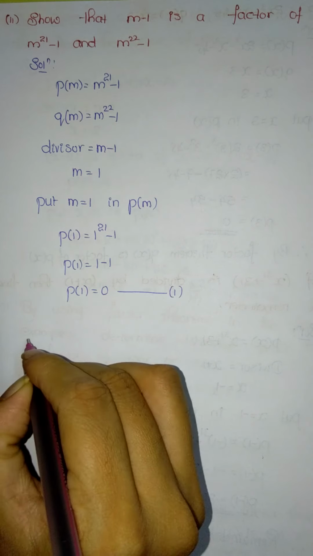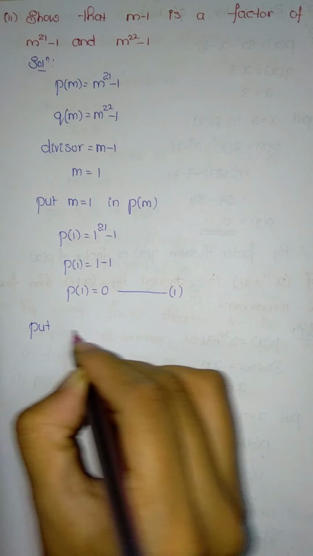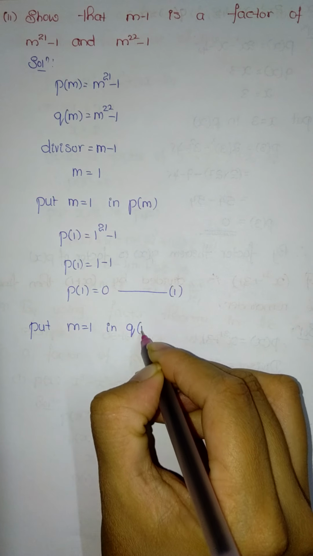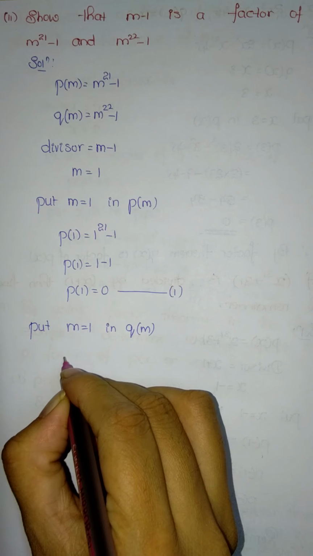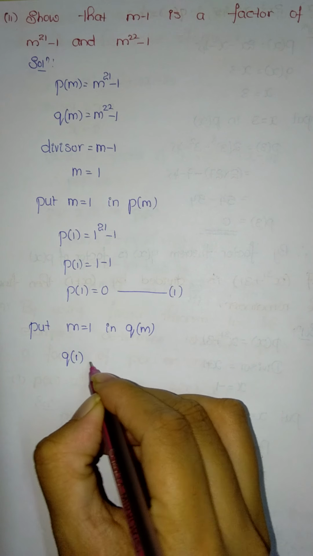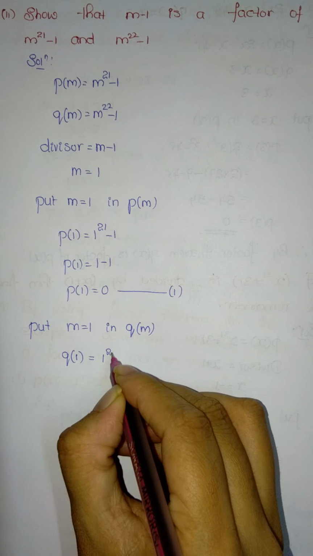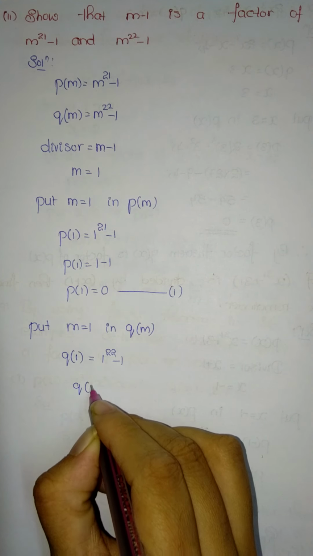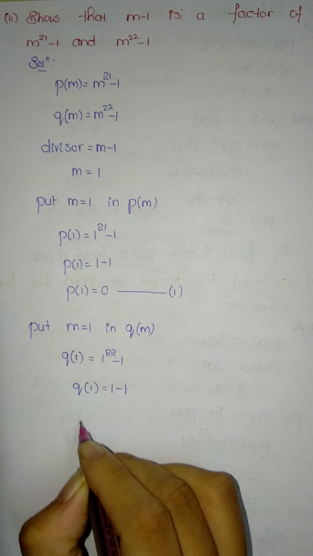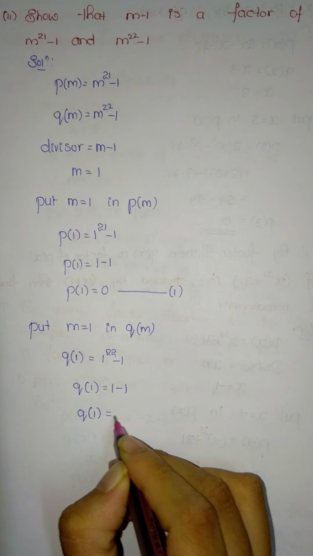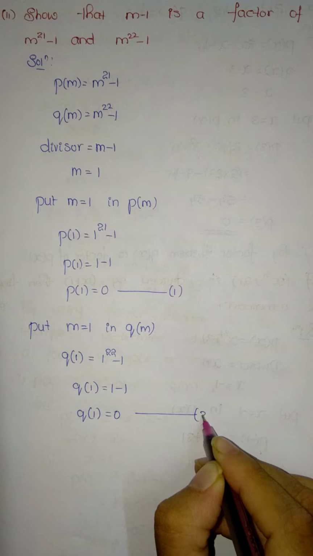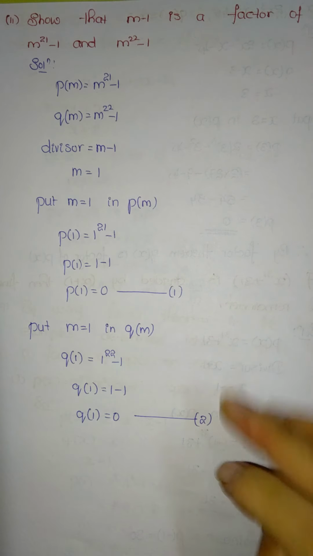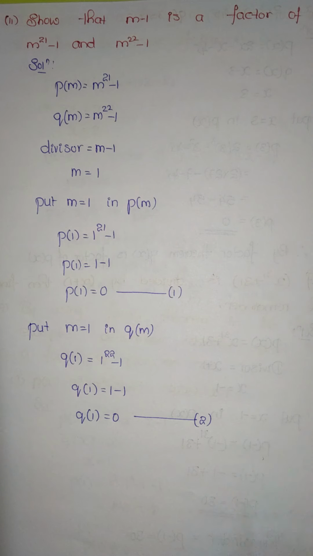So next put m equal to 1 in q of m. So इसमें डालना है. So here q of 1 is equal to 1 to the power 22 minus 1. So here it becomes q of 1 equal to 1 minus 1. So q of 1 equal to 0. This is second one. So now यहाँ पे भी ज़ीरो आया, यहाँ पे भी ज़ीरो आया, मतलब इन दोनों के लिए m minus 1 is a factor.